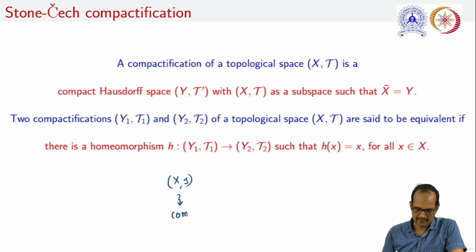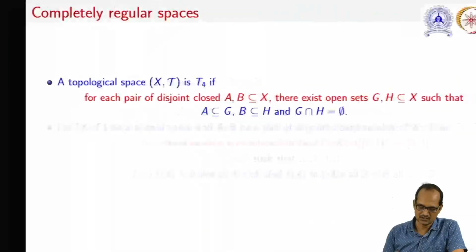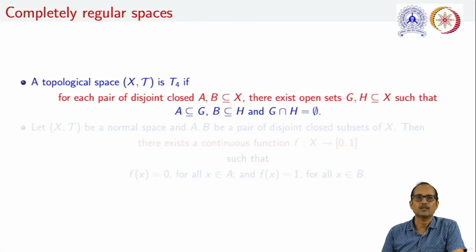Now the question is, if we begin with a topological space (X, tau) and it has a compactification, can we fix the nature of this space, or is there any well-known space in topology? Answer is yes, and these are known as completely regular spaces. Before justifying that if a topological space has a compactification then it will always be completely regular, let us see what this concept is.